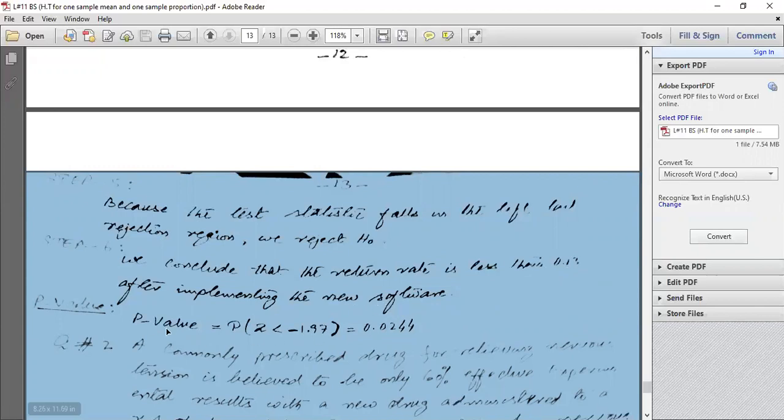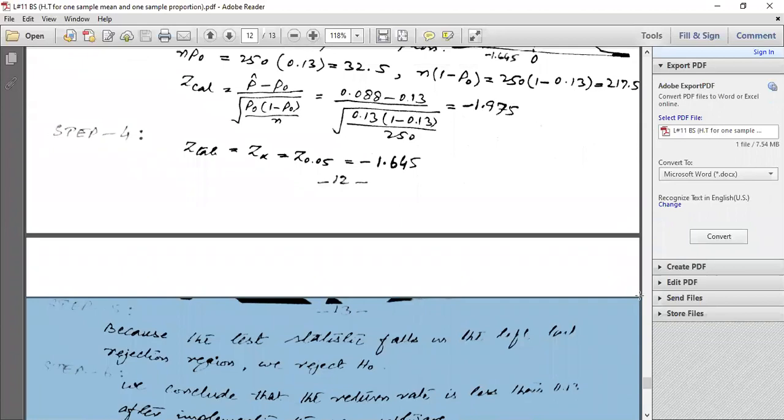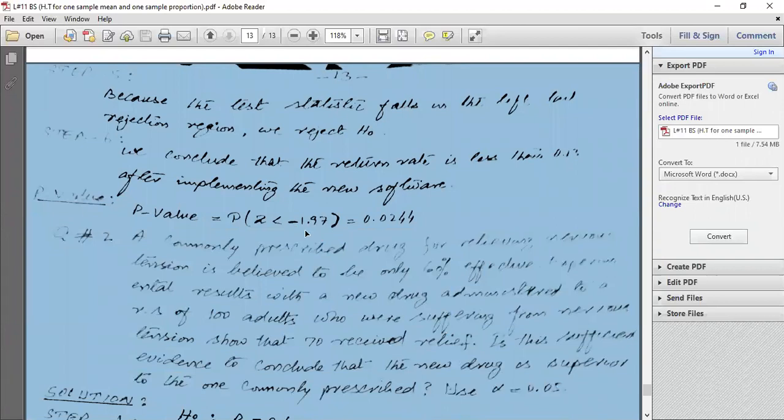Then we will find the p value with the help of the result. Z calculated is minus 1.97 from the calculation. When you find the Z calculated value, it is minus 1.975. So we look up minus 1.975 with the help of the Z table. It is 0.0244, which is less than alpha. Alpha is 0.05. That's why the result is applicable. It means H naught is rejected, H1 is accepted.